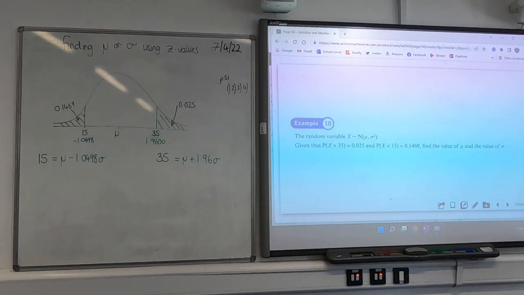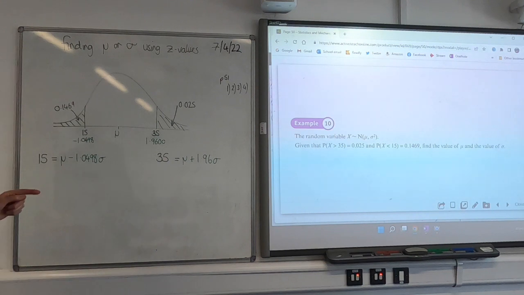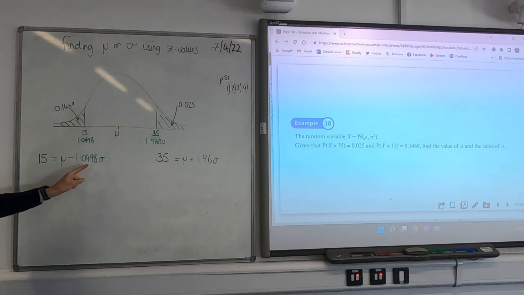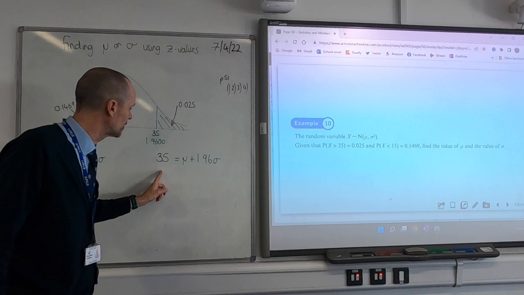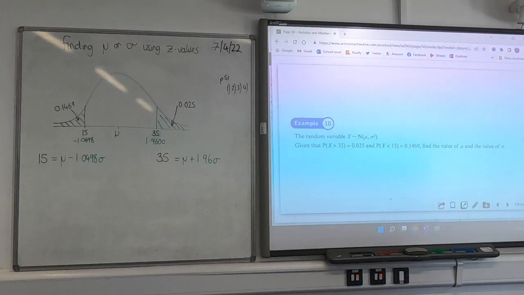I'm told that 15 is 1.0498 standard deviations below the mean. So 15 is the mean minus 1.0498 standard deviations. 35 is 1.96 standard deviations above the mean, so it's the mean plus 1.96 standard deviations. And I'm sure you could solve those equations using a whole range of methods.